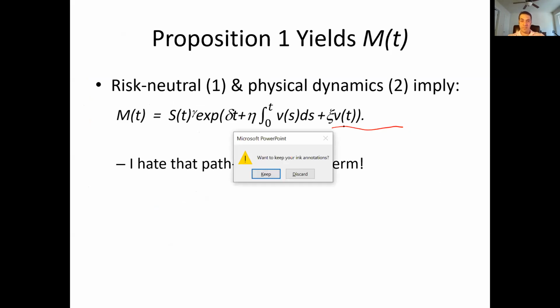Let's see, having some minor window issues here.